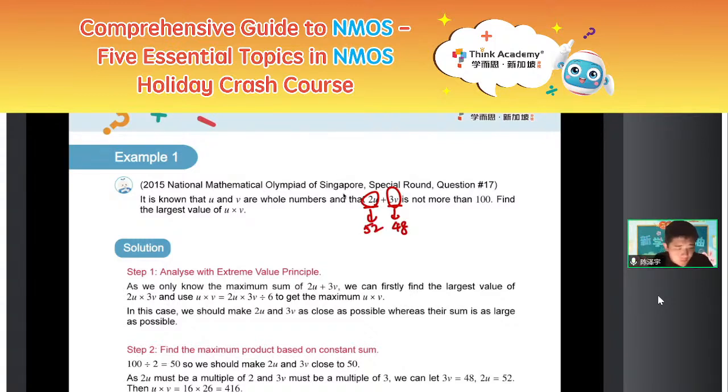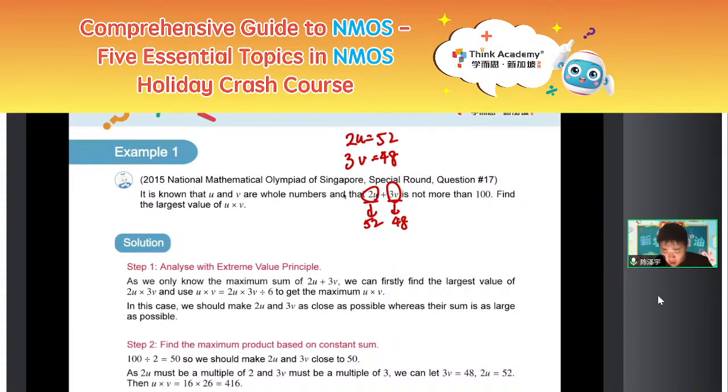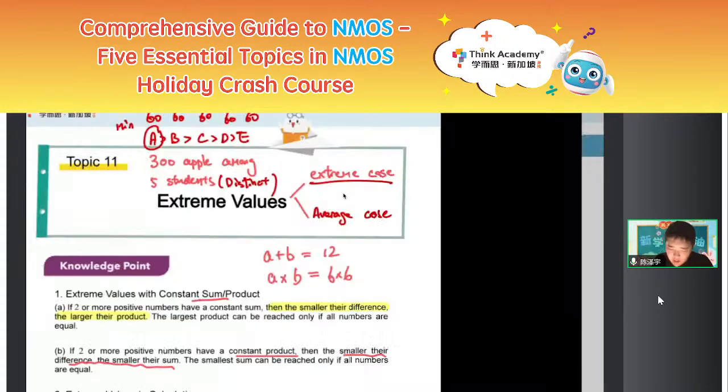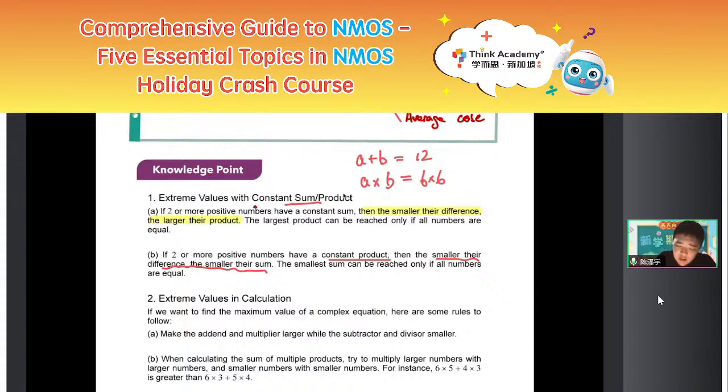It would be great if they are very, very close to each other. So 2u equals 52, 3v equals 48. This is already the best way we can have. Then find out the u and v, and you can find the final answer. I'm going to skip this question. This is just a direct application of the principle we have here: constant sum, the closer they are, the bigger the product.